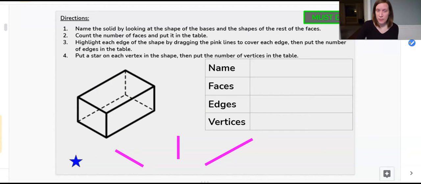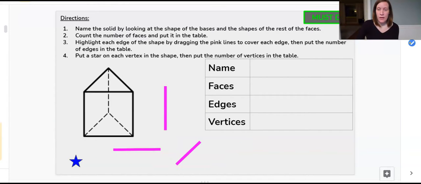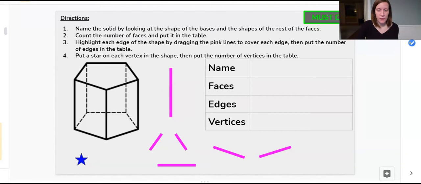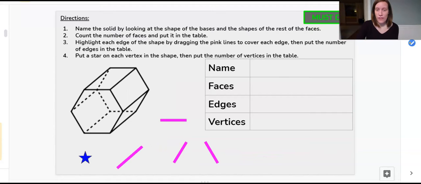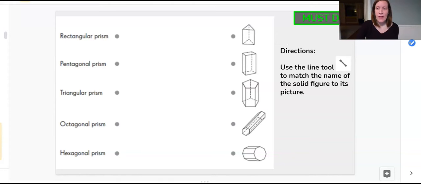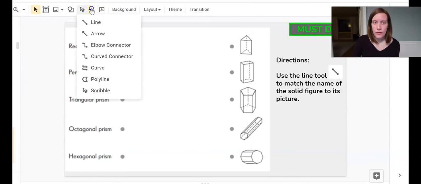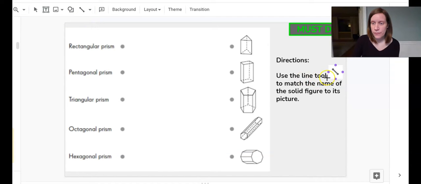You're going to name the type of prism. You're going to put the edges on in pink and then do the number of edges. You're going to put the number of faces, and you're going to use the stars and then figure out the number of vertices. Then you have matching, and to do your matching, you're going to use the line tool to match the correct name of the prism to its shape.